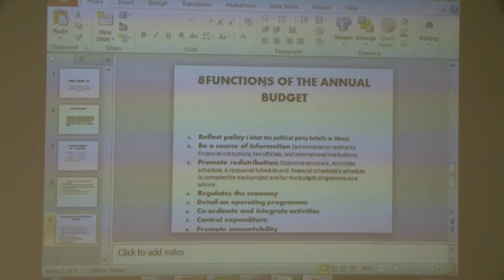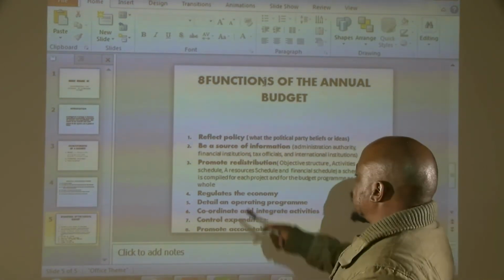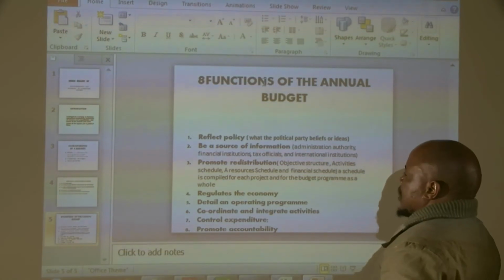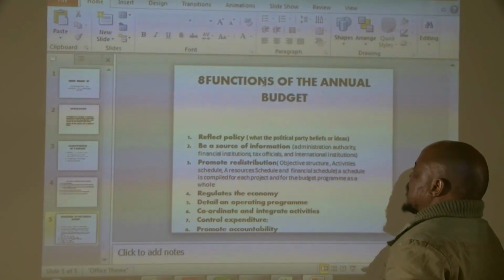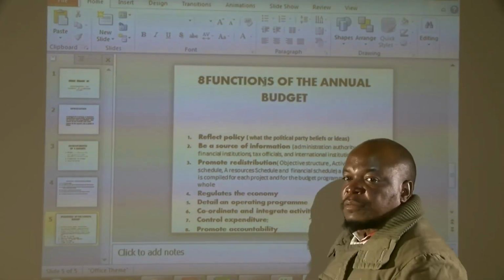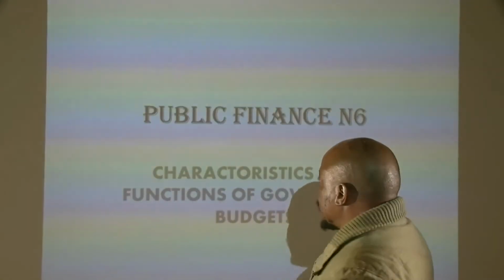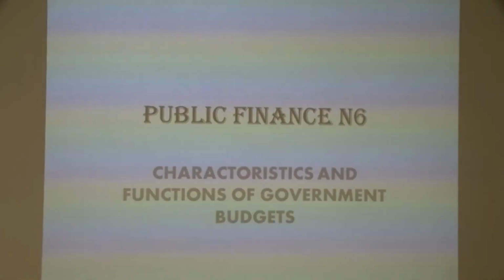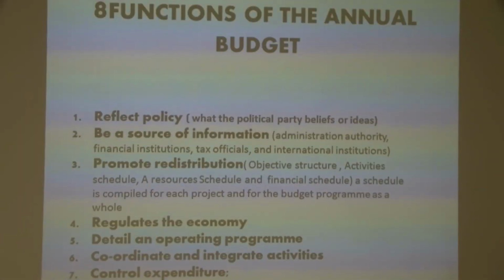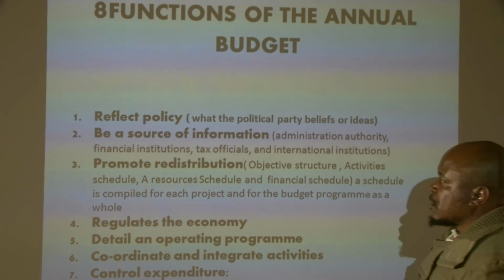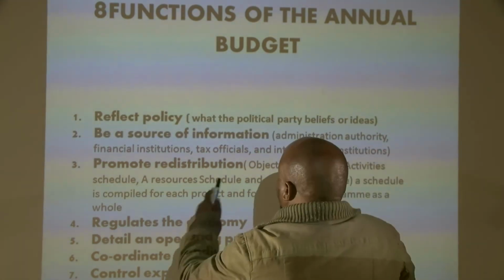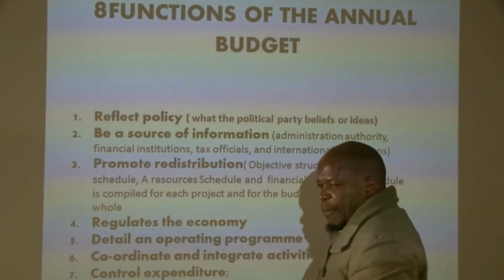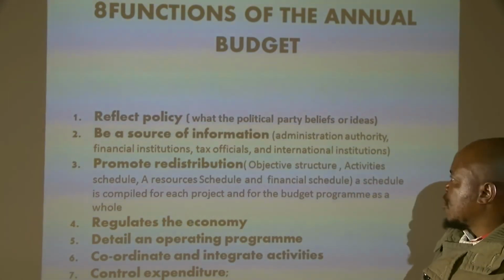Okay. Then the last thing we are talking about is the 8 functions of the annual budget. Number 1, reflects policy. We talked about policy. What the political party believes, and what their ideas are. That is very, very important. Right? Then number 2, be a source of information.